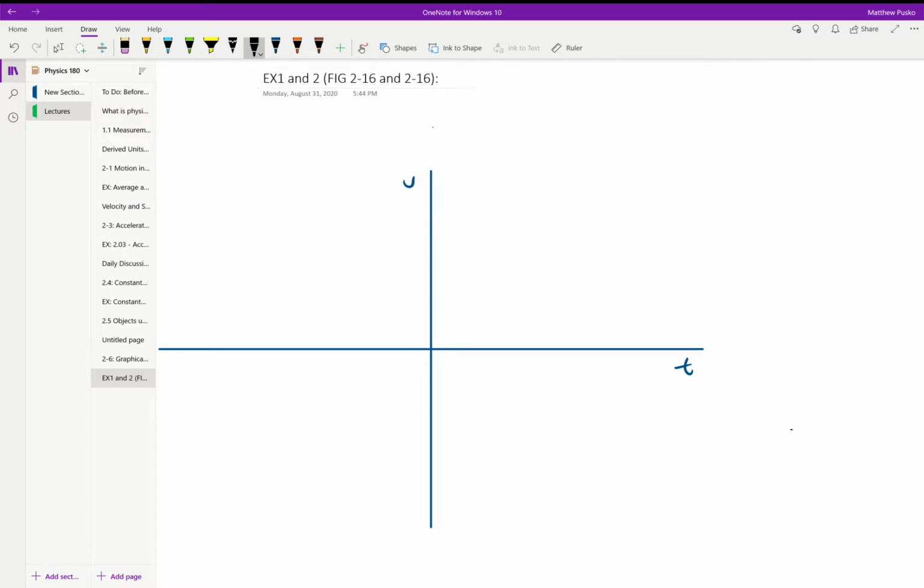Alright, these are examples 1 and 2 from the end of section 2-6. This is the section on graphical integration. Alright, so in this first problem, it just says that a particle is moving along an x-axis, and this gives us the velocity versus time graph. The graph looks a little something like this.